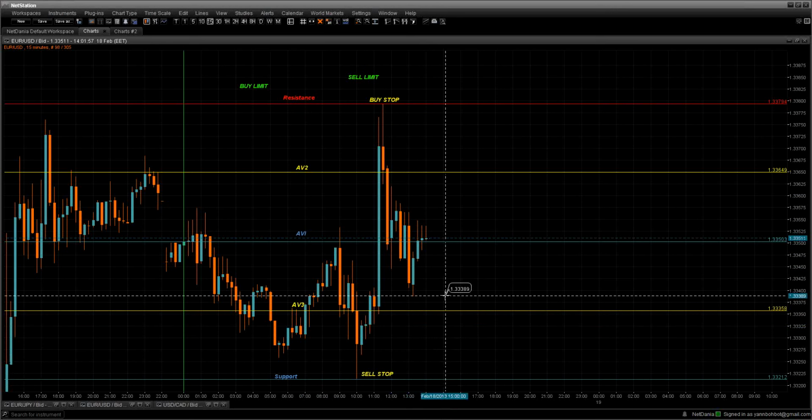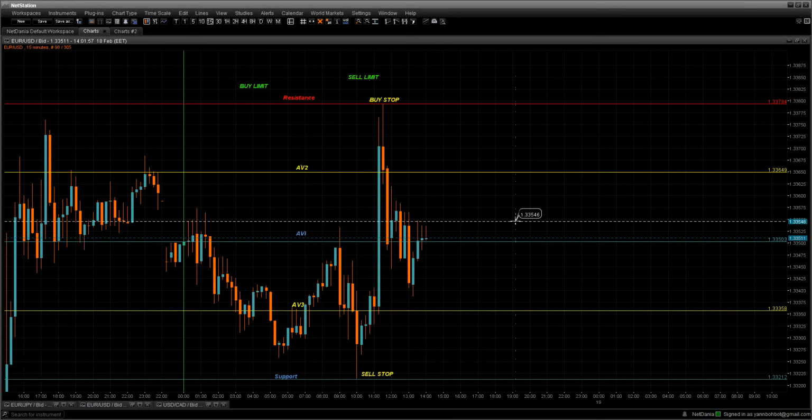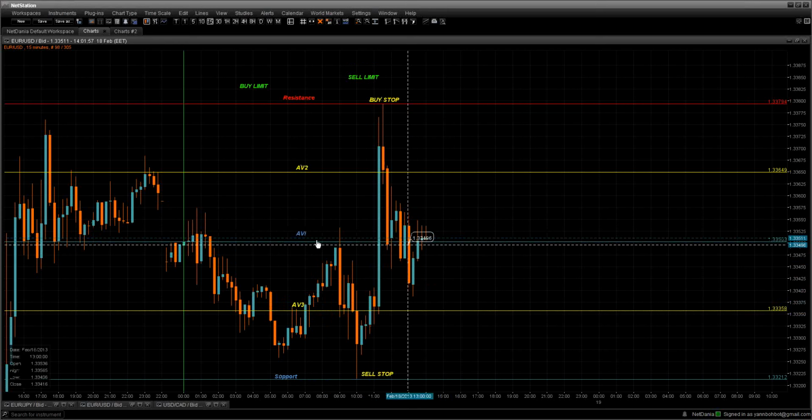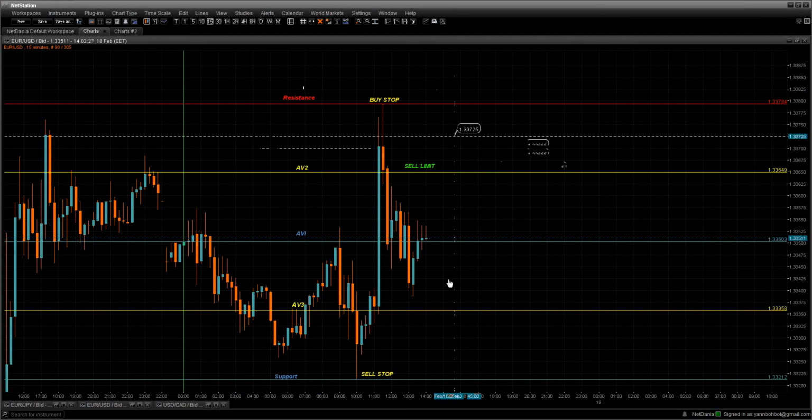If it works, I need it to have all the conditions. It needs to break average 3 or average 2. At the moment, it's getting higher than average 1, so I'm expecting it to go down. But when can I open a position? Only when it breaks through average 2. So I have everything.